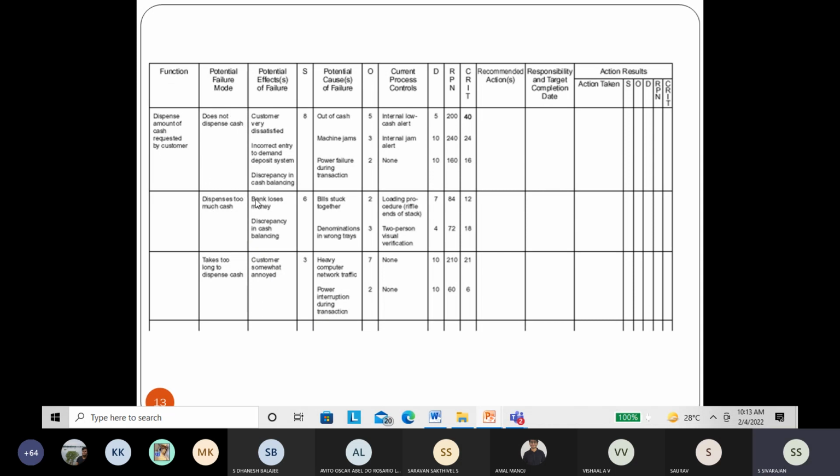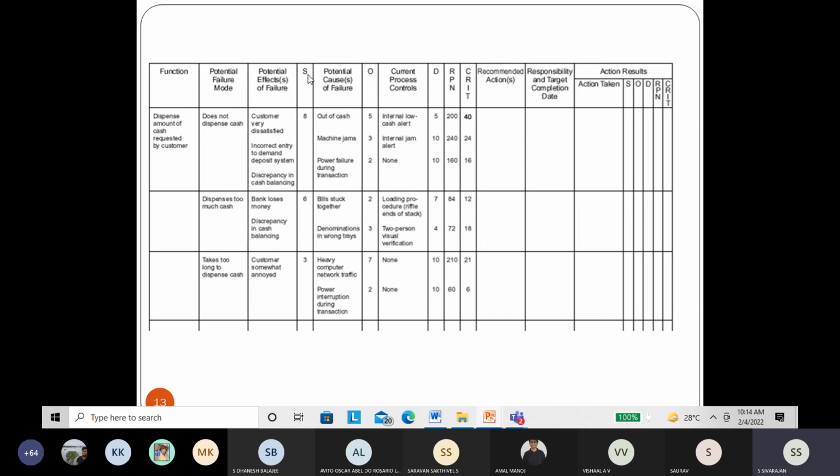The second failure mode is it dispenses too much cash, or it is taking too long to dispense the cash. That is very irritating, especially our State Bank ATM. Many times it's okay, but sometimes it will take up to 2 minutes for processing. So these are the 3 failure modes.